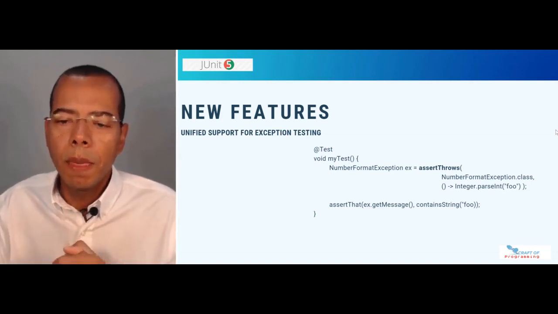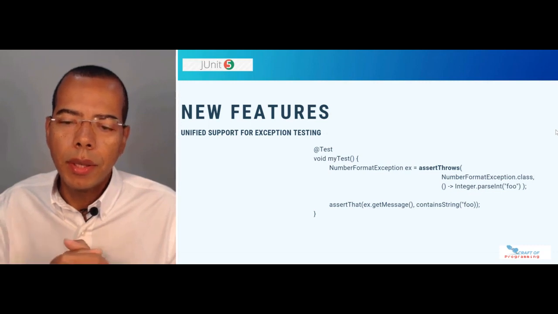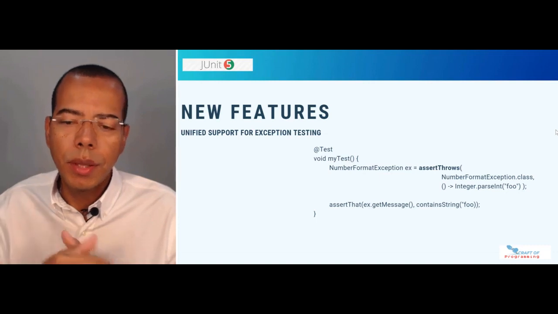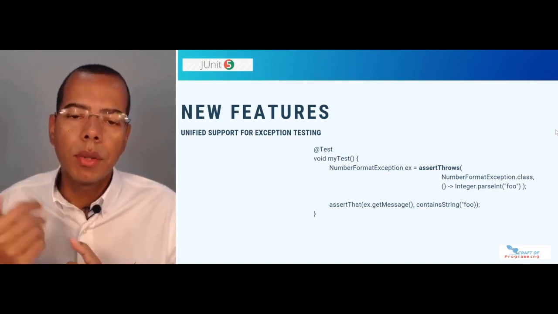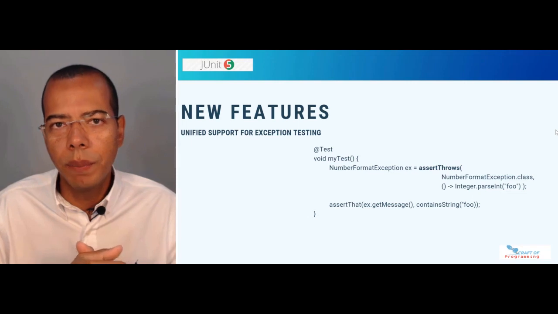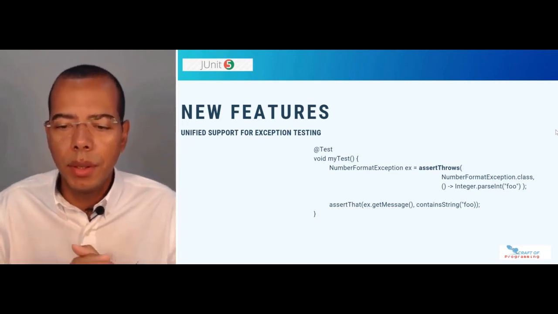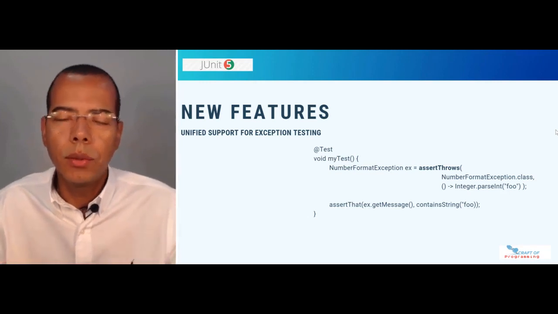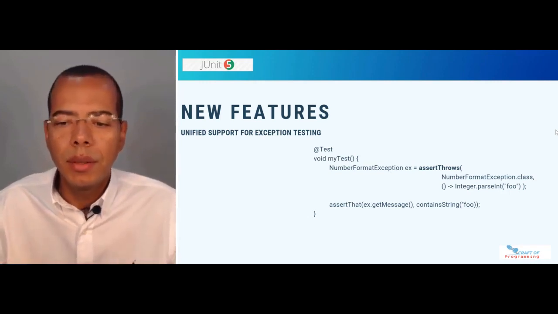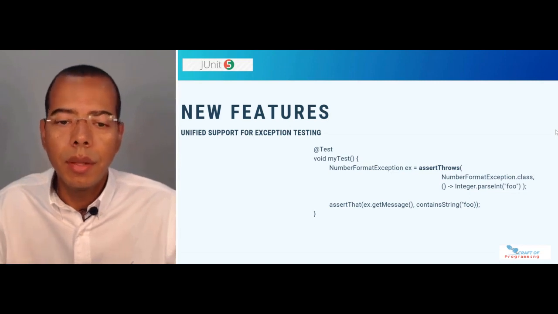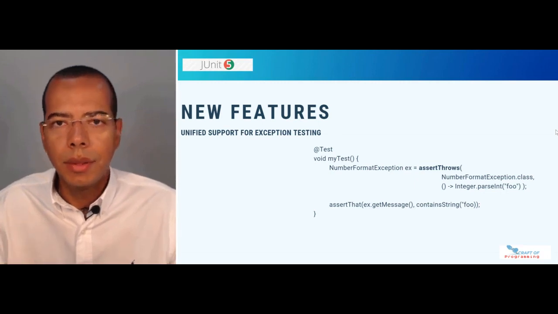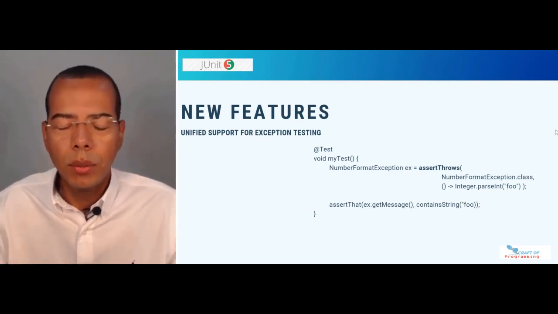We can specify explicitly the exception that we expect. We specify the code that is supposed to throw this exception, and then assertThrows gives us back the exception so that we can assert the message. So this is a unified way to test exceptions, and it's clean and neat and supports lambdas. In my opinion, it's a nice, uniform, consistent way to test exceptions, as opposed to JUnit 4, where we had those 3 competing ways.